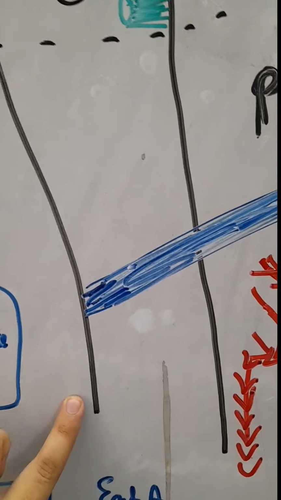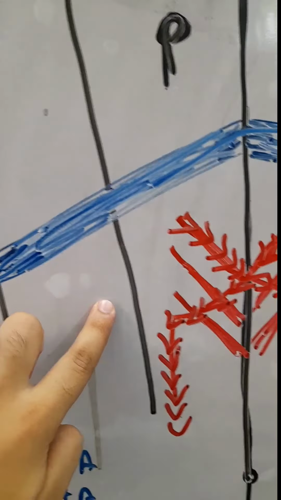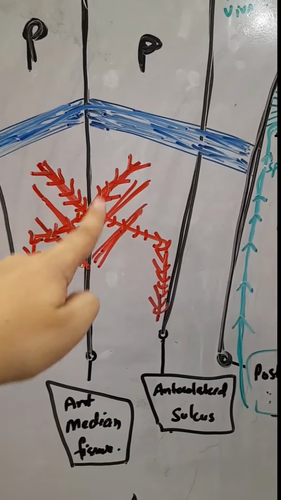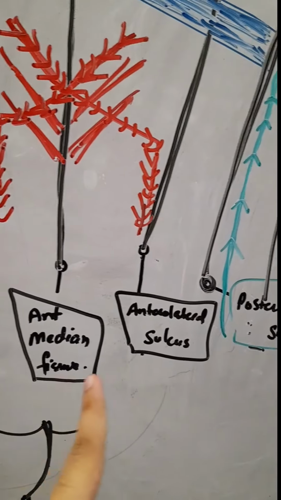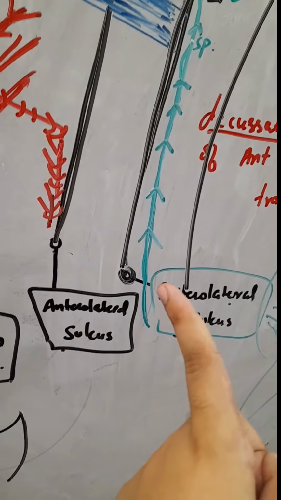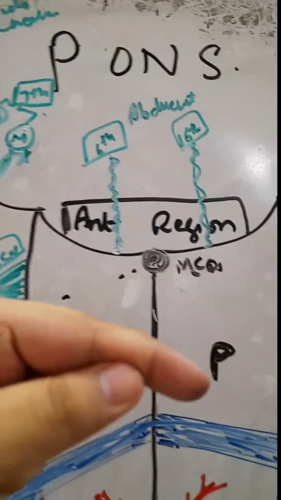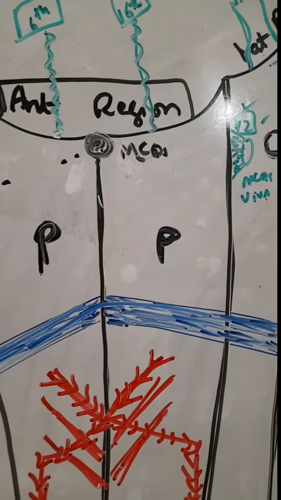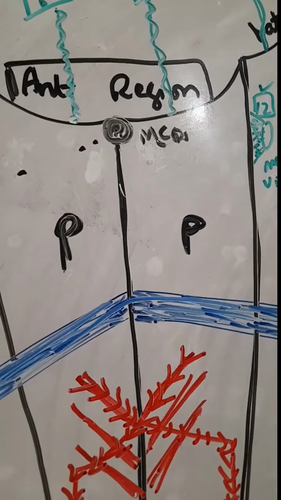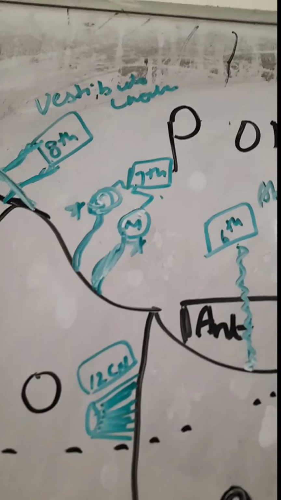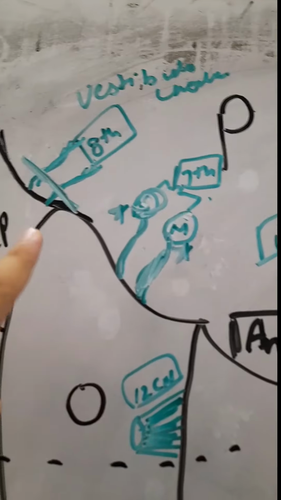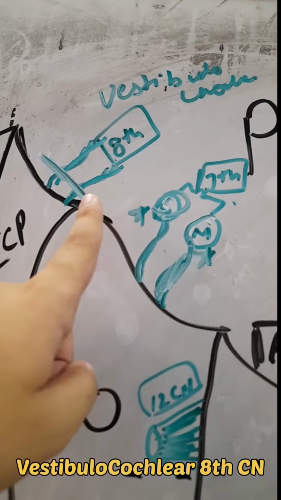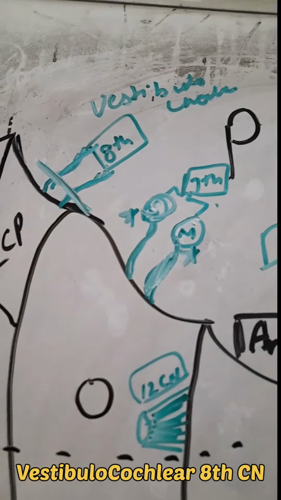This is the posterolateral sulcus, this is the anterolateral sulcus, and this is the anterior median fissure. These are labeled here. So the motor will be near the anterior median fissure. Remember, M for motor and M for median. So the medial nucleus of the 7th cranial nerve, the facial nerve, is close to the median fissure. Then lateral to this lies the 8th cranial nerve nucleus, the vestibulocochlear nerve.